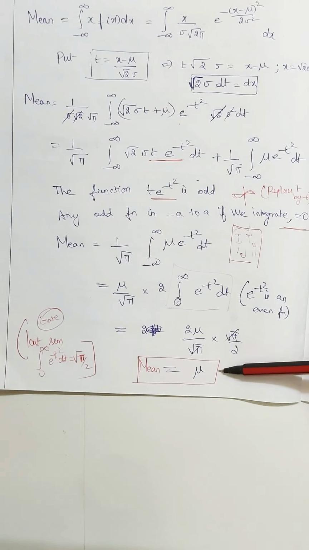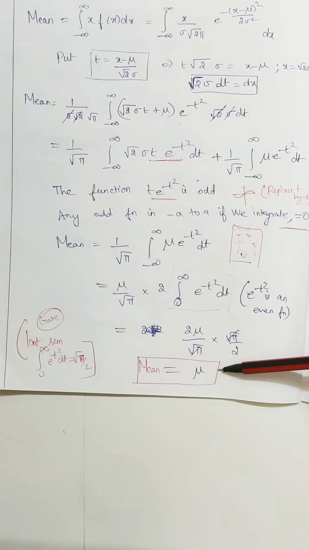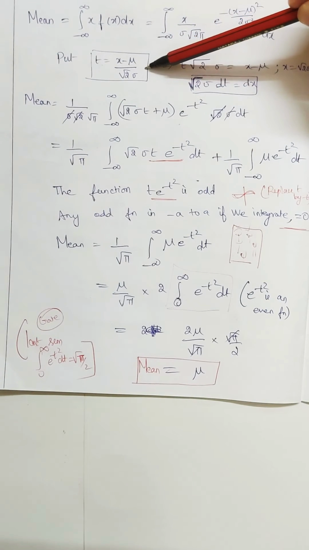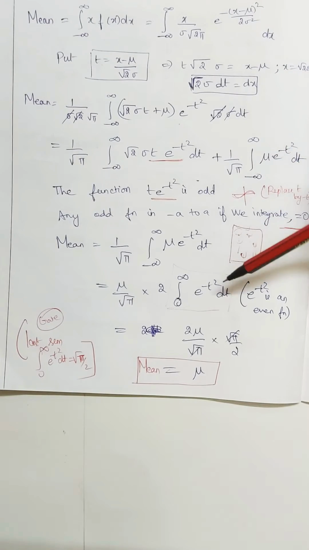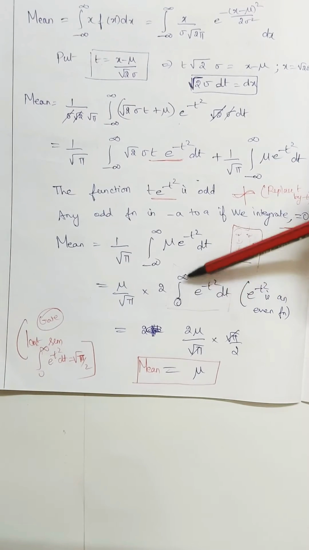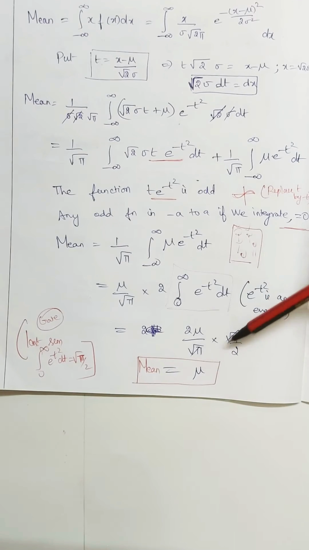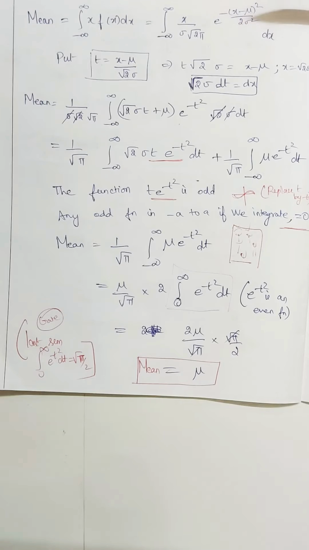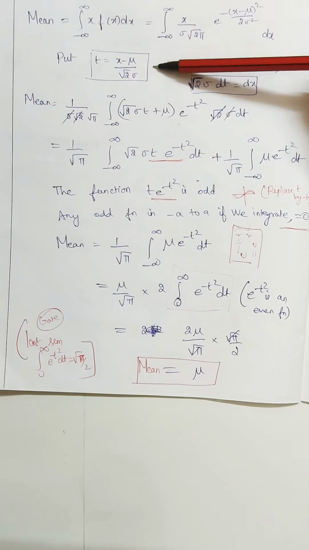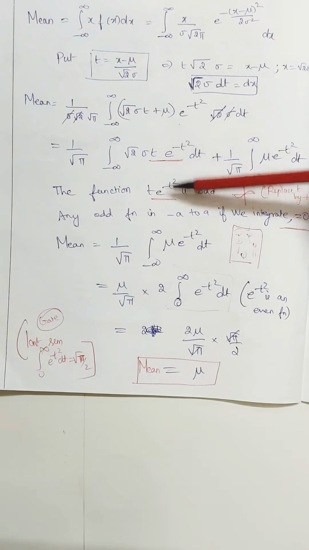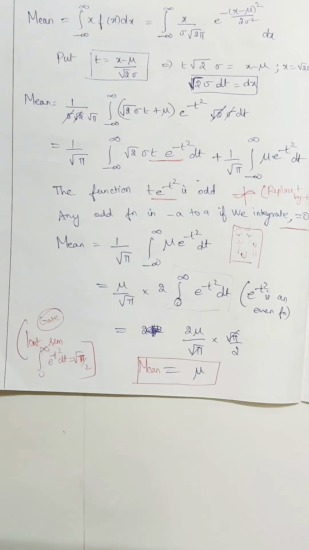Mean of normal distribution is mu. That's it. Only two things you have to keep in mind. What is that? Proper substitution of t, and we want e power minus t square. Now you know why: we know integral 0 to infinity e power minus t square dt is root pi by 2. So that is why we made this e power minus t square. You have to remember the function, and if this substitution is correct, everything will go in place. So the first term will become 0 since the function is odd. So this is a proof for the mean of a normal distribution.